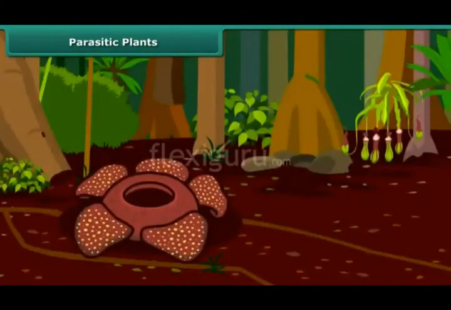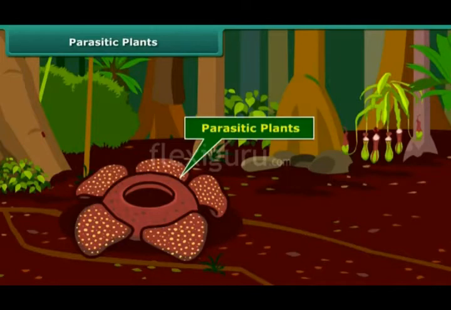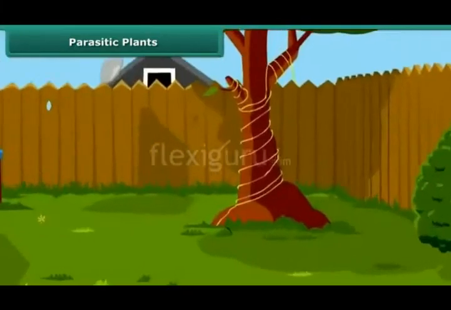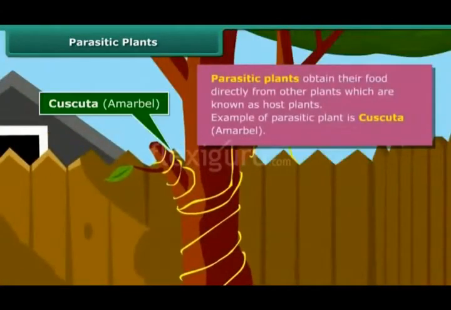The plants which obtain their food directly from other plants are known as parasitic plants, and those plants from which they obtain food are known as host. You might have seen Khaskhata, Amarbale, nearby you, which is an example of a parasitic plant. It coils around the stem and branches as a yellow tubular structure.